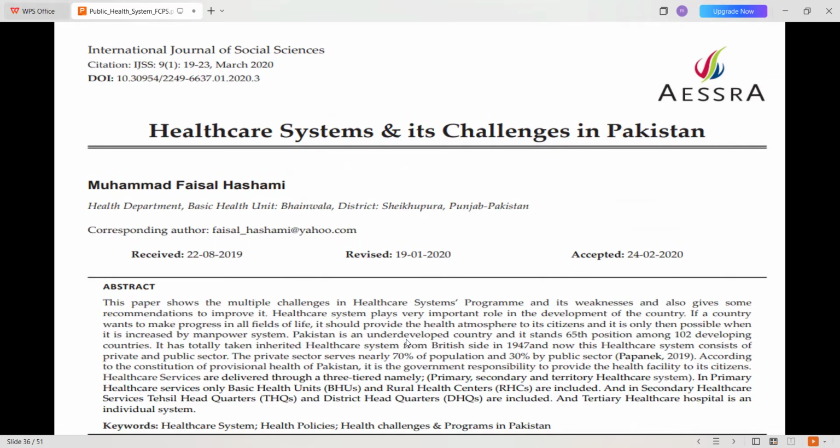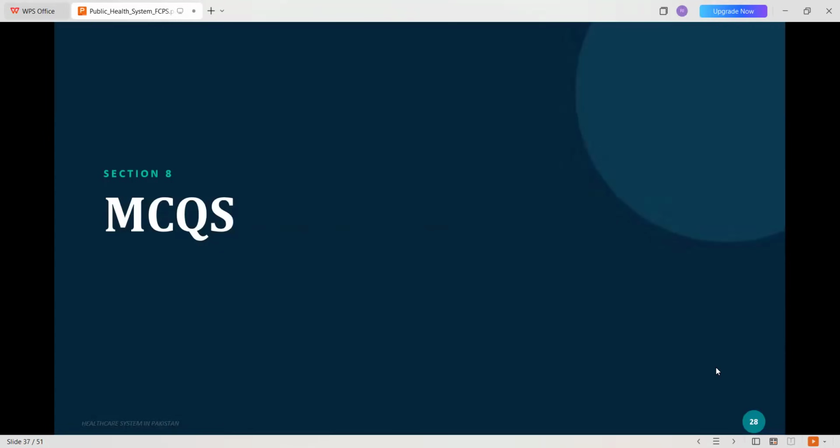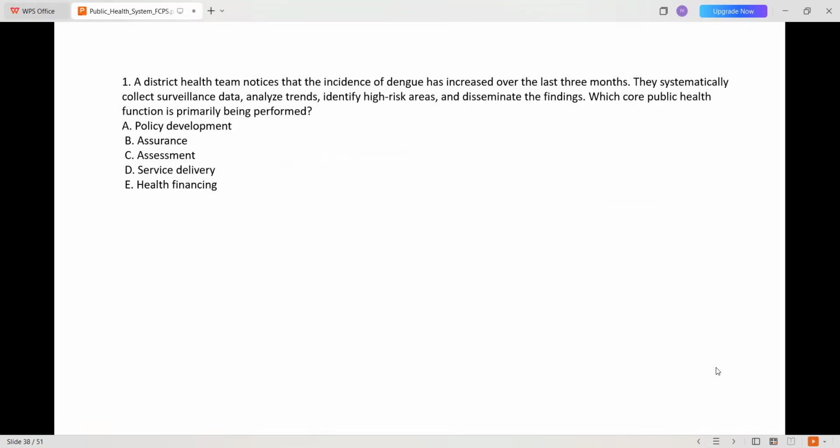Now the healthcare system consists of the private and the public sector. The private sector serves nearly 70% of the population, whereas 30% of the population is served by the public sector. According to the Constitution of Pakistan, it is the government's responsibility to provide health facilities to its citizens. So next we will discuss the MCQs.